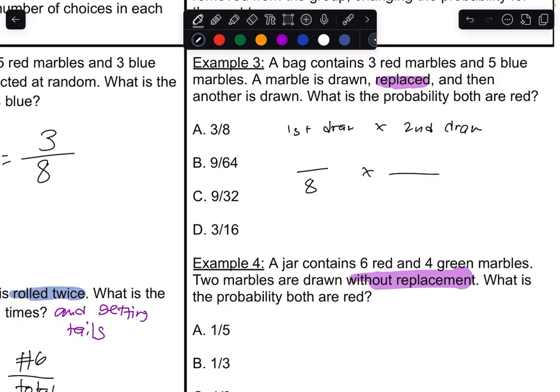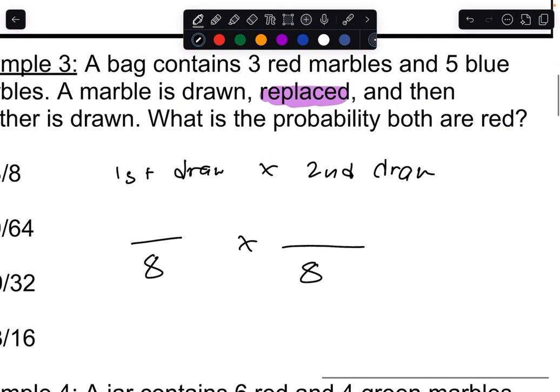On the second draw, you still have 8 marbles. You replaced it. Now, you always treat this second draw as if you did what you needed to do. Like, it's 3 out of 8 for the red. It's going to be 3 out of 8 for the red as well. We're going to assume that we're going to draw red on both attempts.